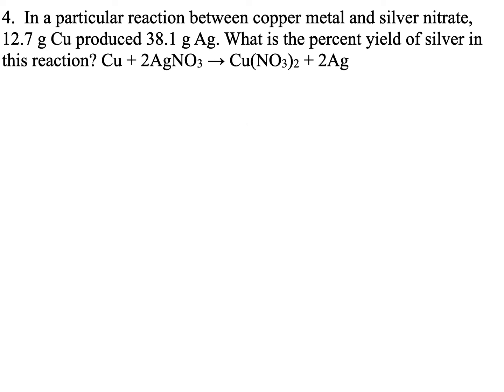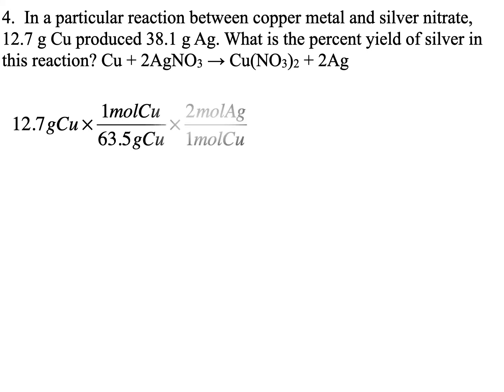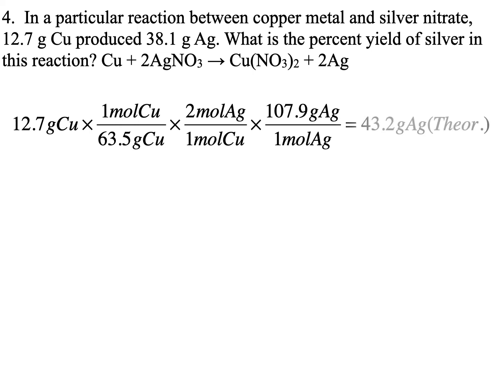So what we're going to do is we're going to convert our 12.7 grams of copper to moles using the molar mass. Then we're going to put 2 moles of silver over 1 mole of copper from the balanced equation. We're going to follow that with the molar mass of silver of 107.9 grams. We're going to do our math. 12.7 times 2 times 107.9 divided by 63.5 comes out to 43.2 grams of silver theoretical.